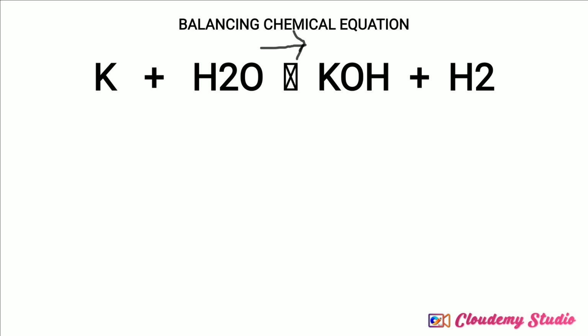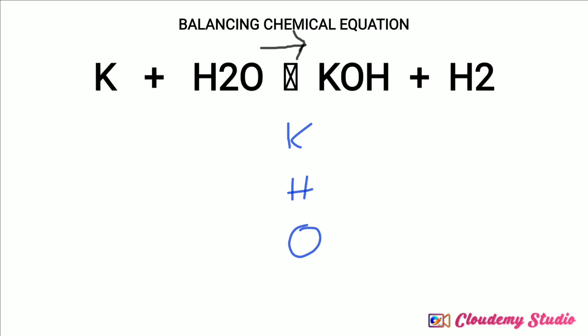In order to balance this equation, first of all, we can list out the atoms of the reactants and the products. The atoms of potassium, the next one hydrogen, the next atom oxygen.